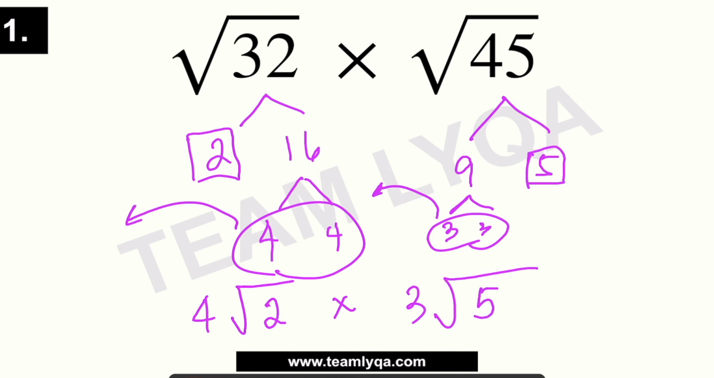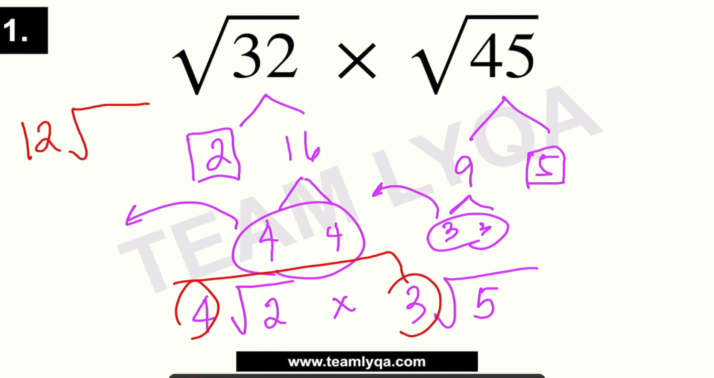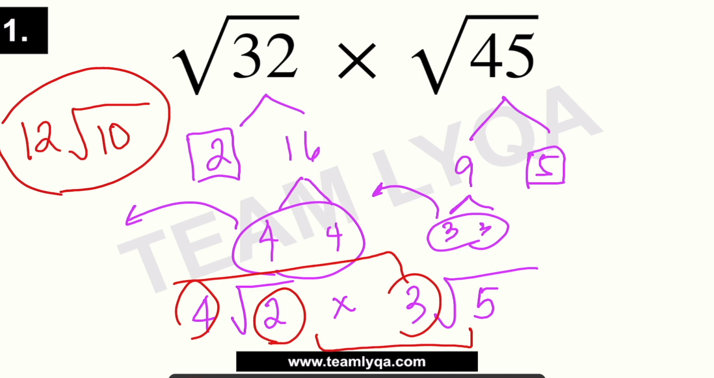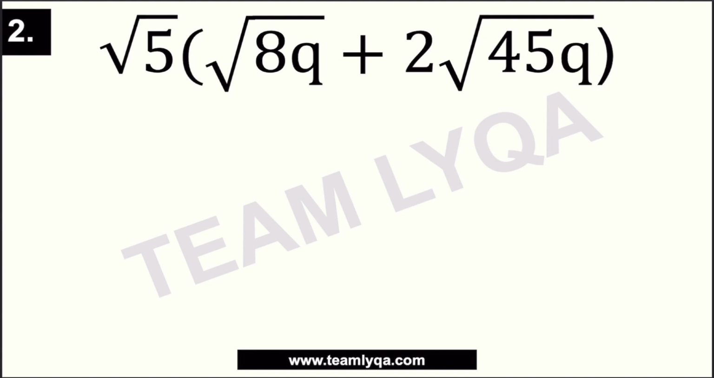Okay? Now, kung i-multiply ko sila, again, pagsasamahin ko yung mga numbers sa labas. So, here you have 12. 4 times 3 is 12. Tapos, the square root of yung 2 times 5, which is 10. The answer is 12 square root of 10. Okay? Okay, so ito yung ating question number 2.